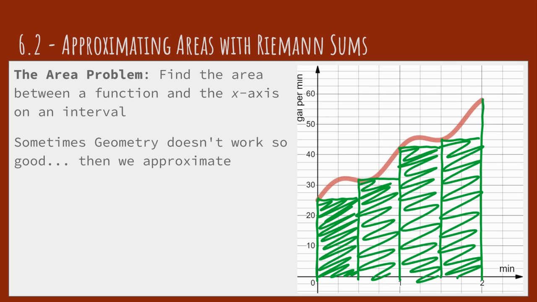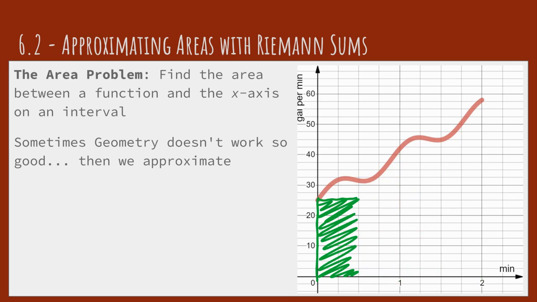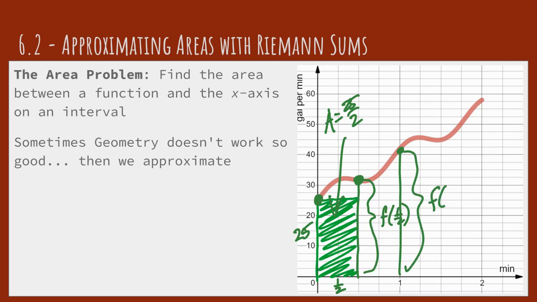I'm going to go back to the very first rectangle here. Let's just focus on that one. We can find the height of this rectangle right here by using the value of the function at t equals 0. It looks like that's 25, so the area is going to be 25 times the width, which is 1/2. So this rectangle right here has an area of 25 halves, or 12.5, or however you want to think about that. We can find the heights of these rectangles using this method here by using the value of the function. So this right here is going to be f of 1/2. And this height right here is going to be f of 1.